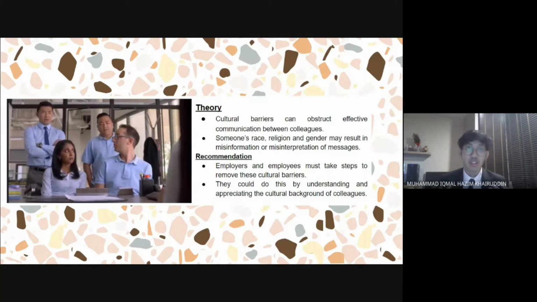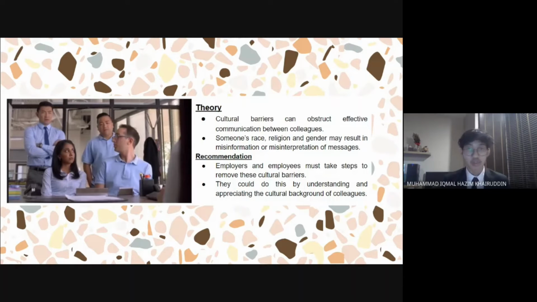The thing about cultural barriers is that we are living in a modern era where a lot of people from different cultural backgrounds are going to meet in the workplace. This can result in a cultural barrier when you communicate with each other, especially when throughout that person's entire life, they've only communicated with people in their own culture. So when they communicate with someone outside of their culture in the workplace, it can create misinformation, which can negatively affect work.